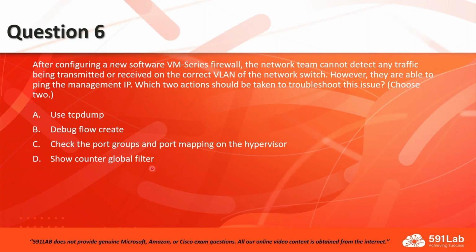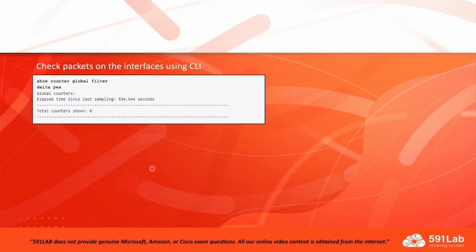Let's find out how we can do network troubleshooting for the VM-Series firewall in the next slide. To troubleshoot connectivity on the VM-Series firewall, the first thing is you need to check whether the intended interfaces are receiving or transmitting traffic or not. You can check this on the CLI using the command show counter global filter delta yes. Then it will show whether the interfaces are receiving traffic or not.